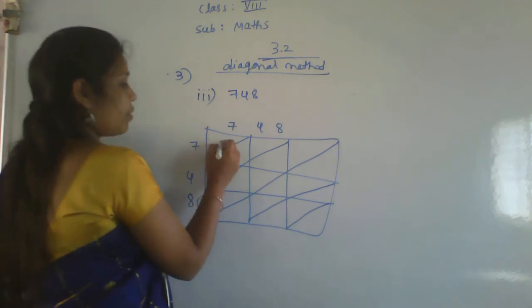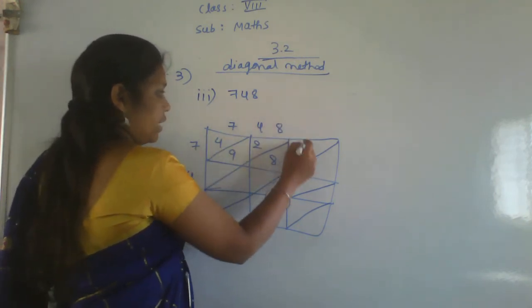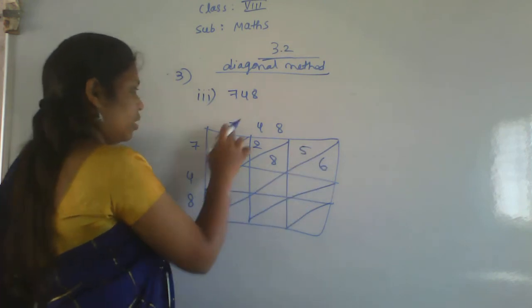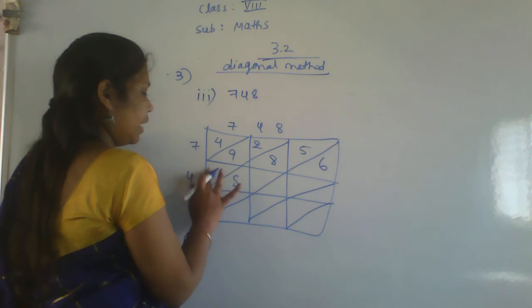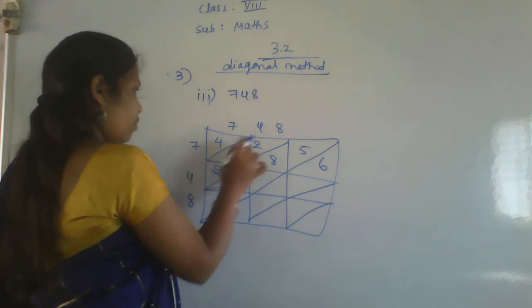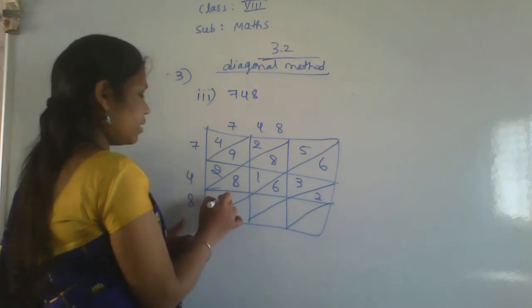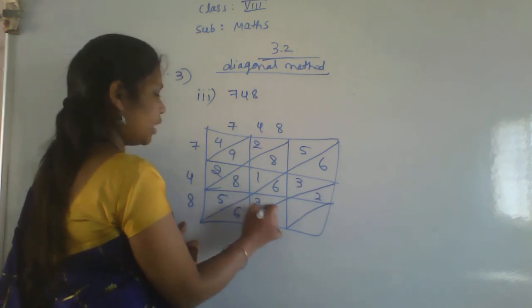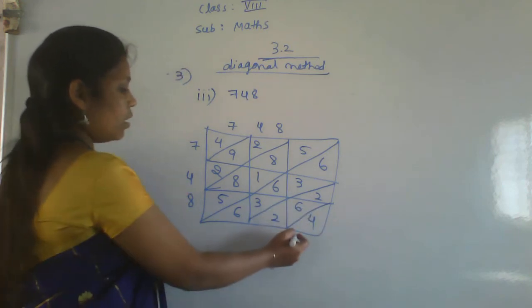7 sevens are 49. 7 fours are 28. 7 eights are 56. 4 sevens are 28. 4 fours are 16. 4 eights are 32. 8 sevens are 56. 8 fours are 32. 8 eights are 64. Okay. Now do the sum.